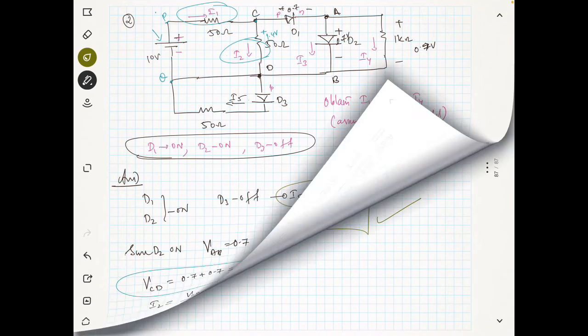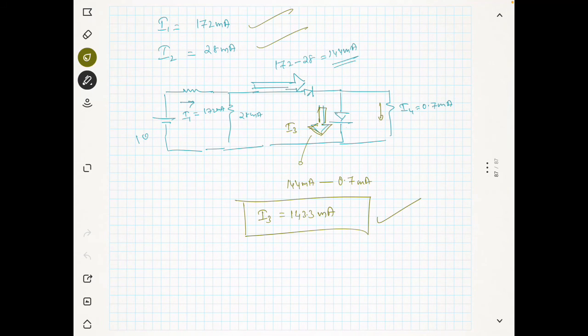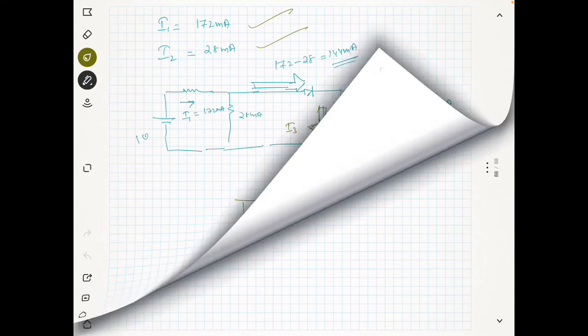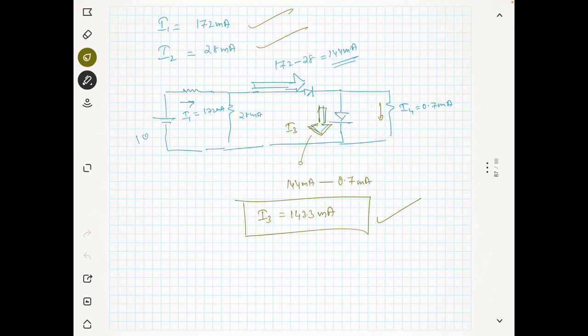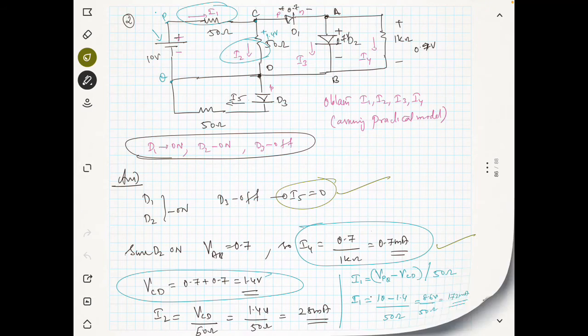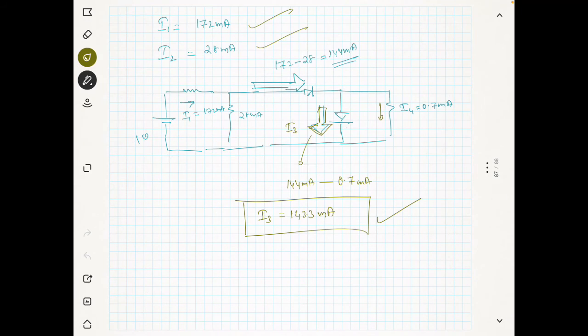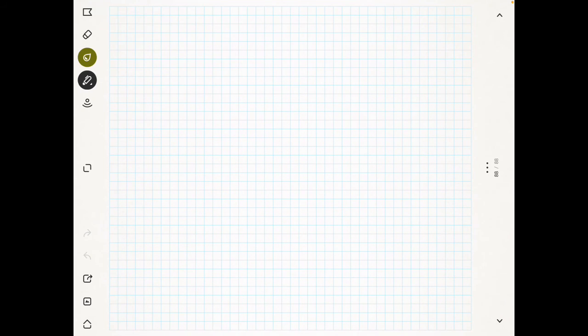So this is how to solve this kind of problem by assuming the practical model. Usually for the exam I will be giving you the problem according to the practical model only. So it will be convenient for you to solve this type of problems. That's it. Now we will see another problem.